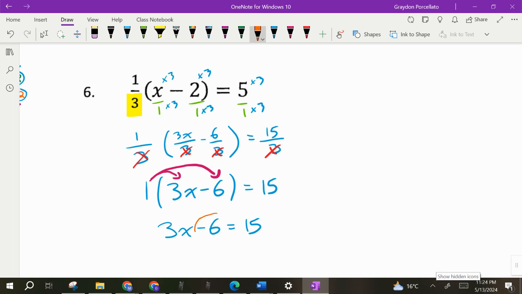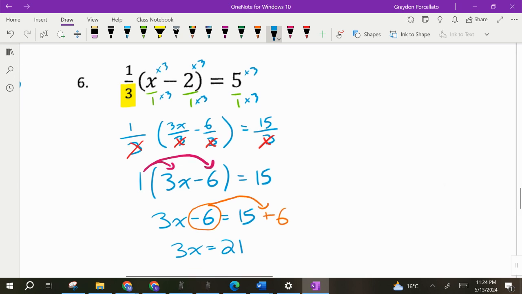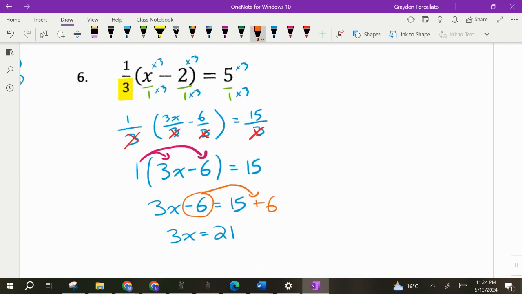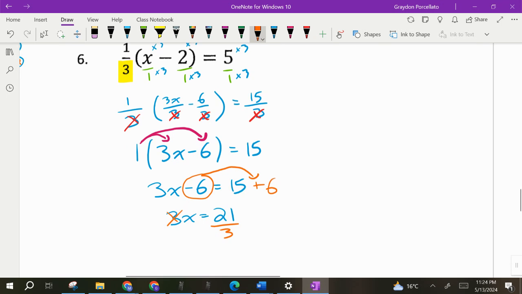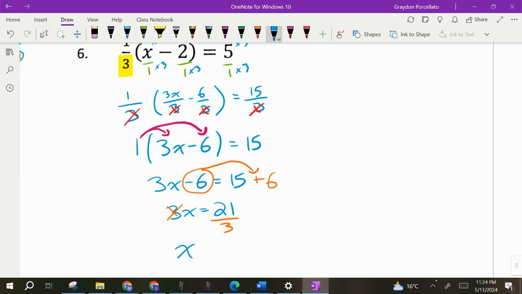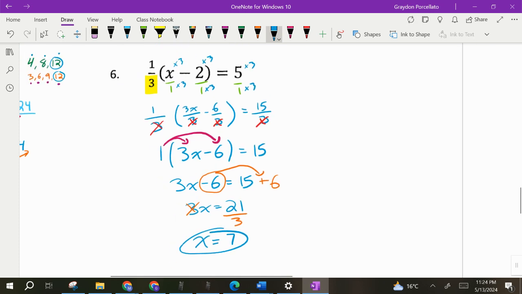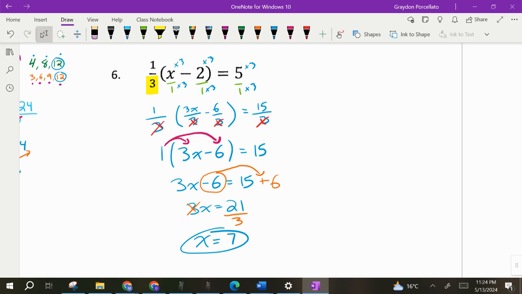We're going to grab this negative 6. It needs to be on the other side, where it's going to become a plus 6. We get 3x equals 15 plus 6 is 21. And my last step is to divide by that 3. Get rid of that 3. And we're left with x equal to 7. Okay. That is the end of the note there.